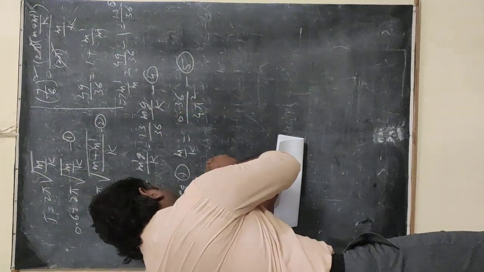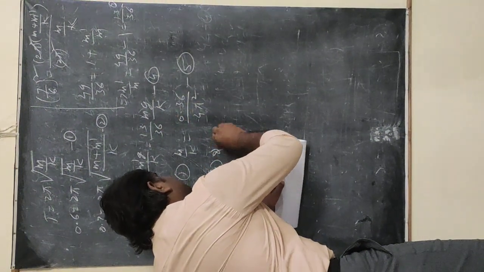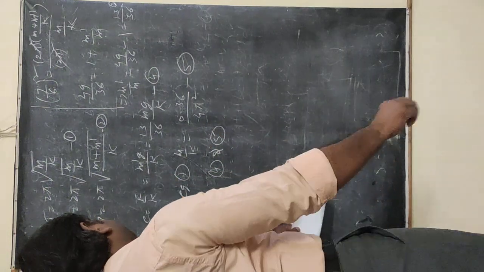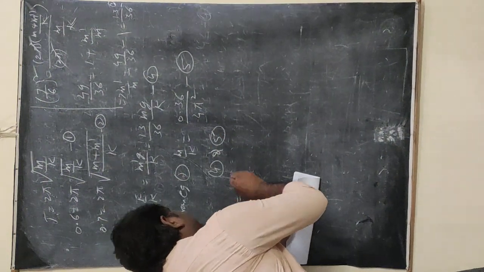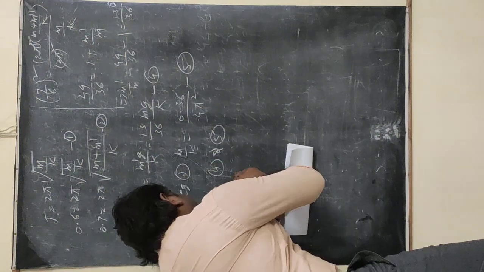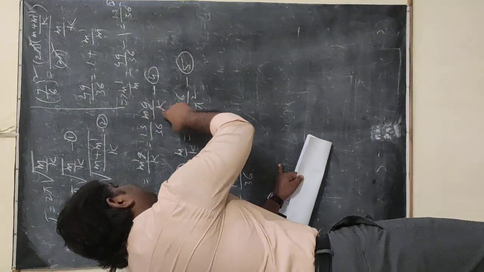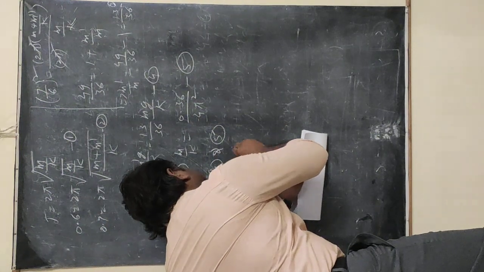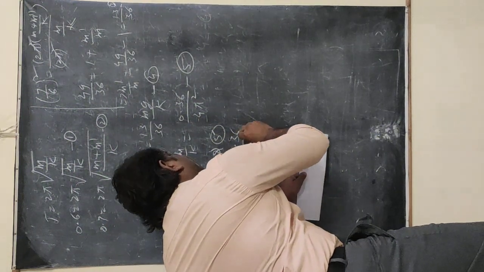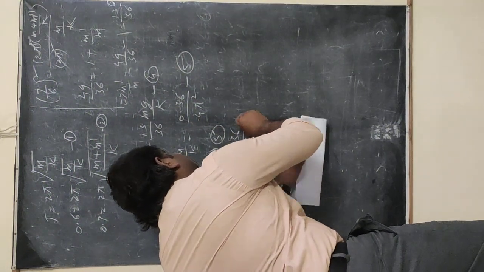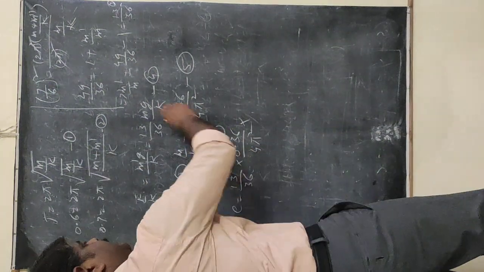So from the 4th and 5th equations, the elongation e equals, what are we going to have here? 13 by 36 into m by k. m by k means 0.36 by 4 pi square, into g.